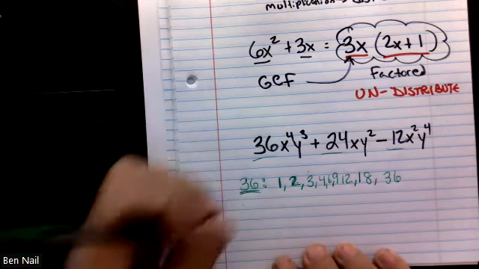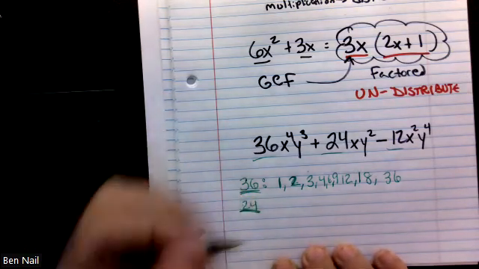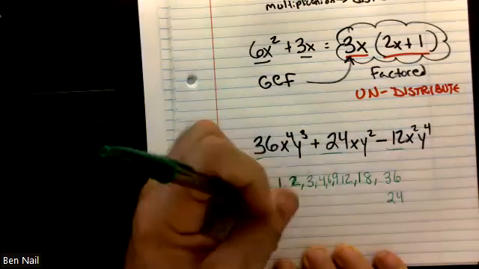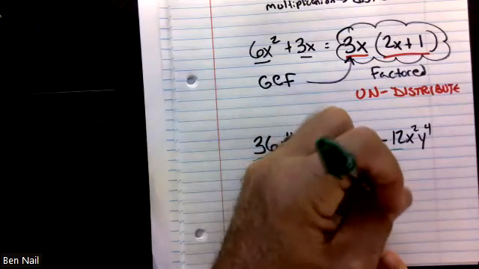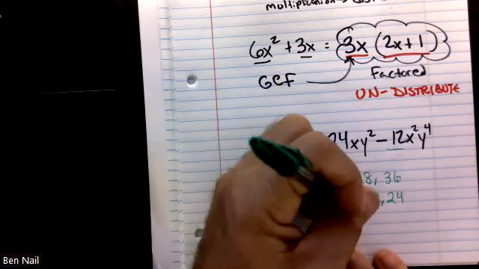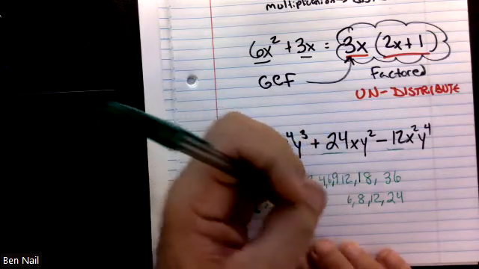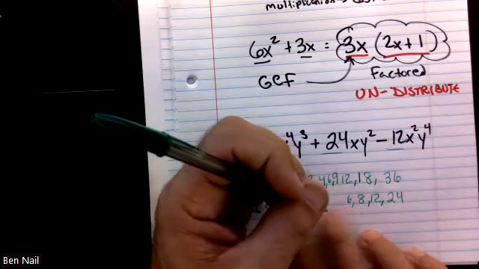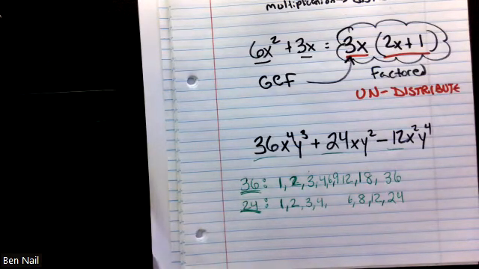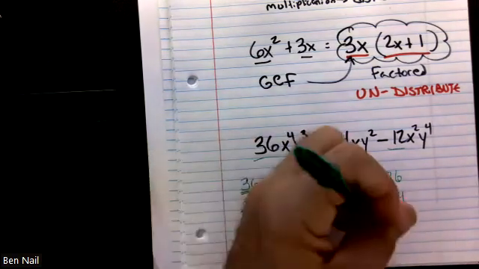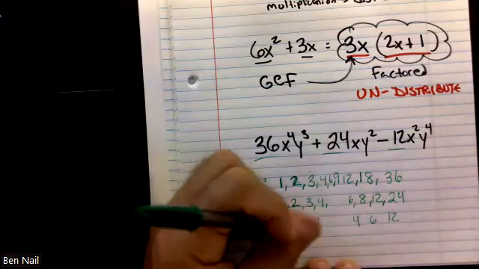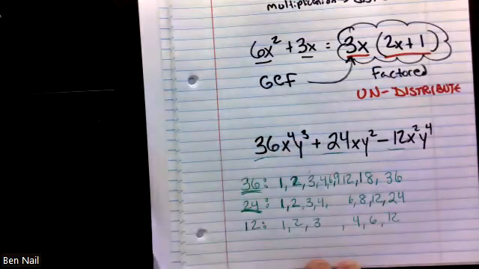So same thing for 24. Just grab your calculator and start dividing. If we divide by 1, we get 24. If we divide by 2, we get 12. If we divide by 3, we get 8. If we divide by 4, we get 6. Okay, it doesn't divide by 5. And then if we divide by 6, we're already back to numbers that we already know. So this is all of the factors of 24. For 12, okay, we get 1 and 12. We get 2 and 6. We get 3 and 4. So you can list all of the factors.